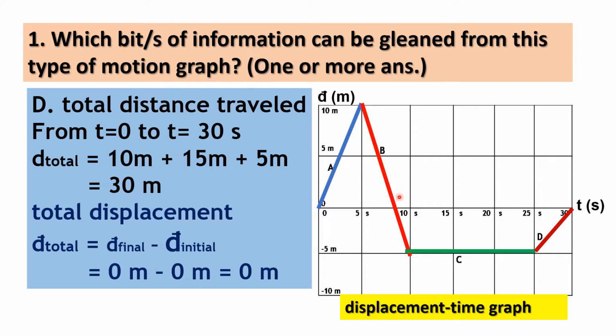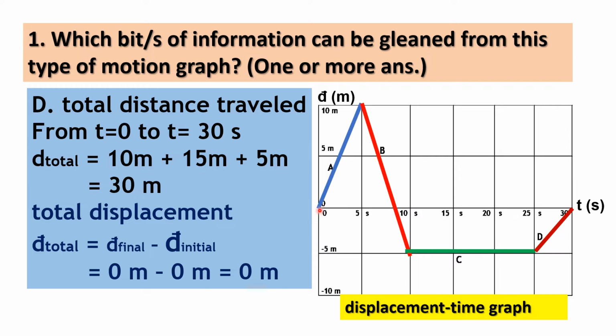You must remember that total distance simply refers to the total path taken by the body without considering the direction. Regardless of the direction, we simply add all of the lengths corresponding to each time interval. So for example, it says here total distance is just the sum of 10 meters plus 15 meters plus 5 meters. Where is this 10 meters? All right, it's like this.